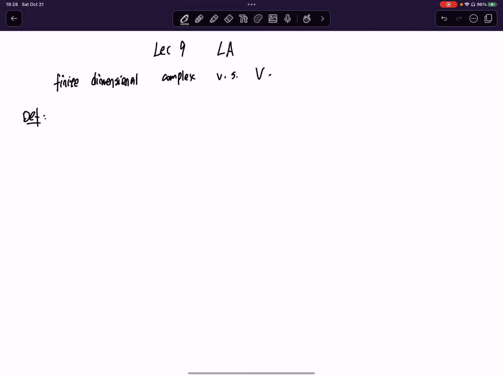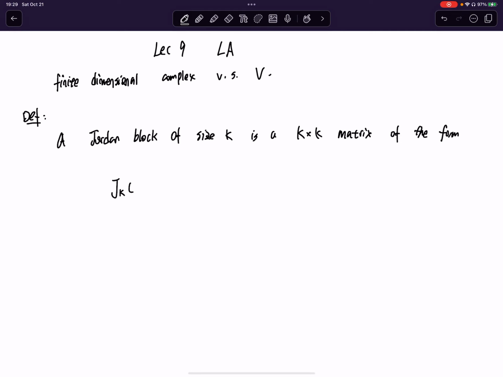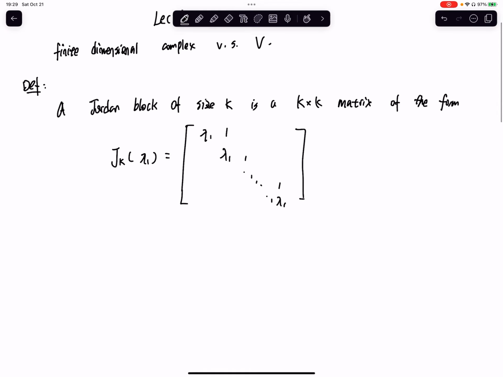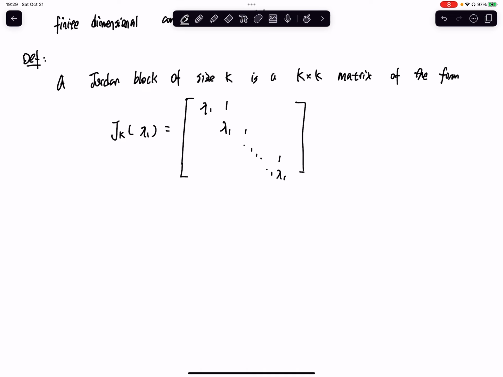Okay, so first let us define the Jordan block. A Jordan block of size k is a k by k matrix of the form J_k of lambda 1, which is the matrix with lambda 1 on the diagonal, ones above it, and all the missing entries being 0. So a Jordan block is almost a multiple of the identity, except that we have the ones above the diagonal.